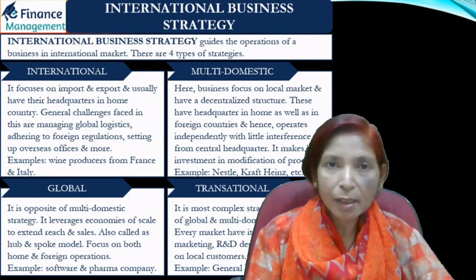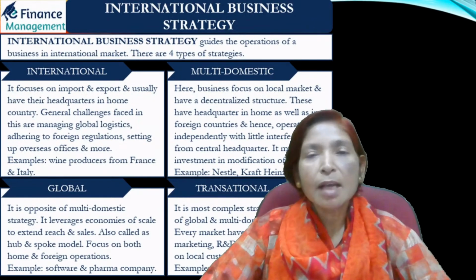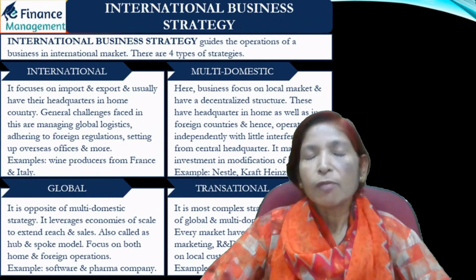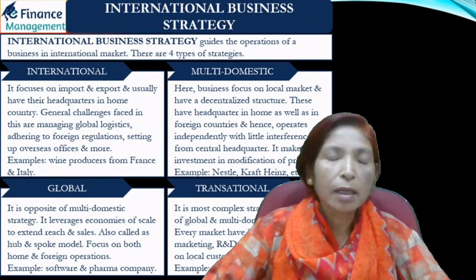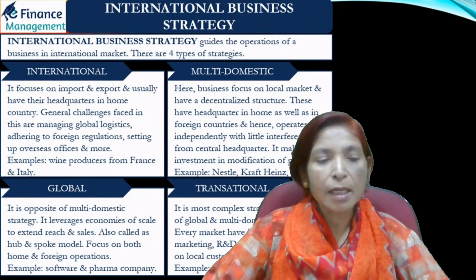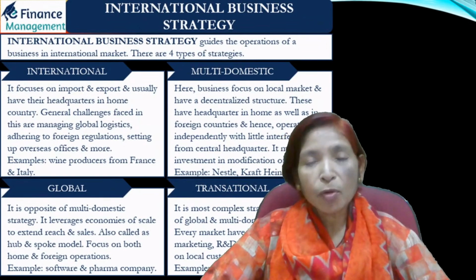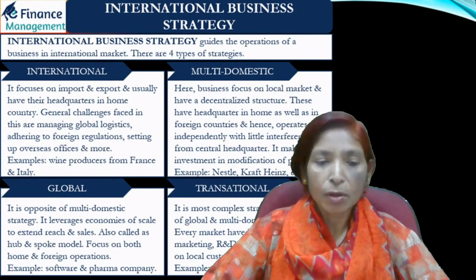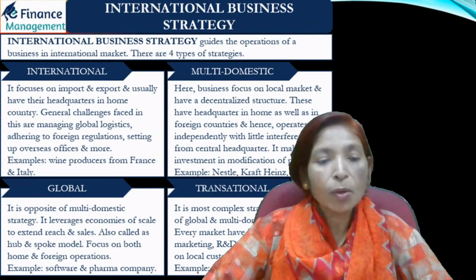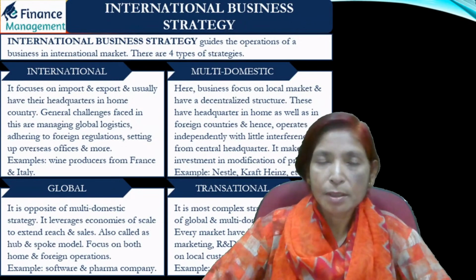What are economies of scale? Economies of scale are what a firm can get when the firm is increasing its business size. If a firm is operating a large-scale business operation, then it can get some internal and external economies of scale. And to extend their sales, they can reach the home country and sell their product in the home country as well as abroad. So this global market strategy is known as hub and spoke and it focuses on home and foreign operations.